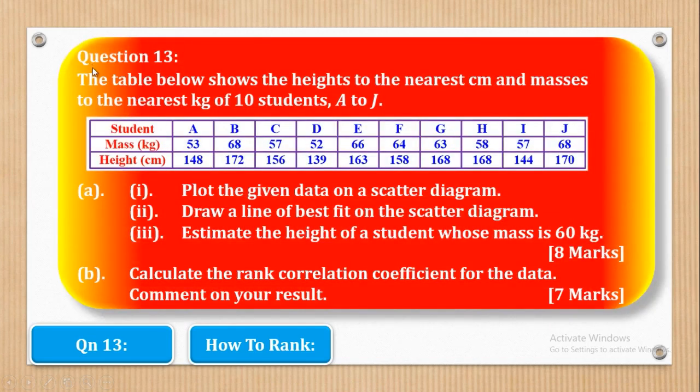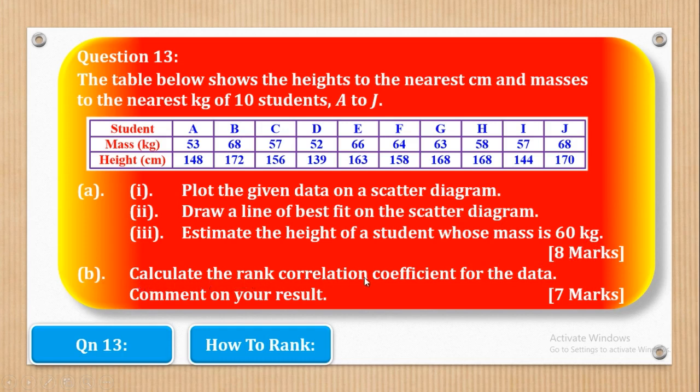Question 13 says the table below shows the heights to the nearest centimeter and masses to the nearest kilogram of 10 students A to J. So these are the students A to J, these are the masses, and these are the respective heights. Part A, Roman 1. Plot the given data on a scatter diagram. Roman 2. Draw a line of best fit on the scatter diagram. And Roman 3. Estimate the height of a student whose mass is 60 kilograms. That is 8 marks. Then part B.